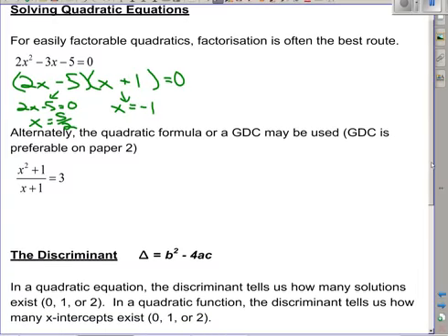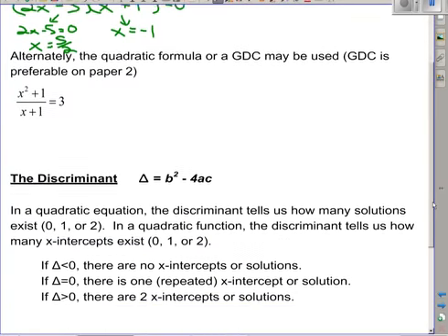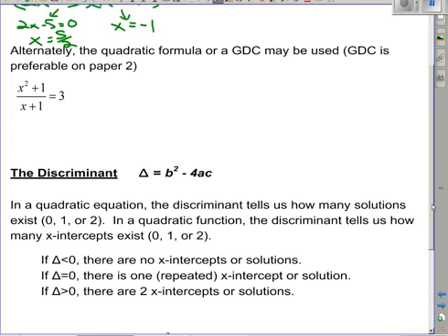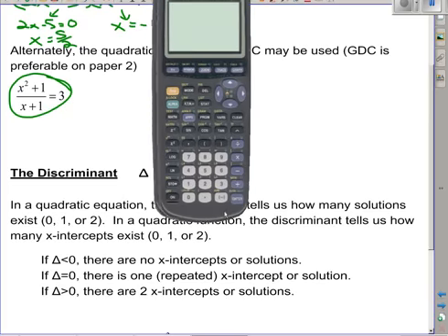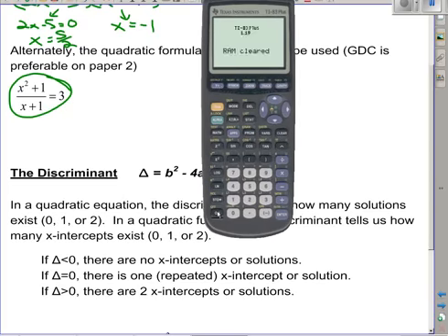Okay, if they can't be factored, or if you're having trouble factoring them, you can always use the quadratic formula, or your GDC. So if we were talking about paper 2 and we saw this question, really I would be inclined to just graph it. Make sure I put it in carefully. x squared plus 1 divided by brackets x plus 1. Okay, my right side is 3. Graph. Find those points of intersection.